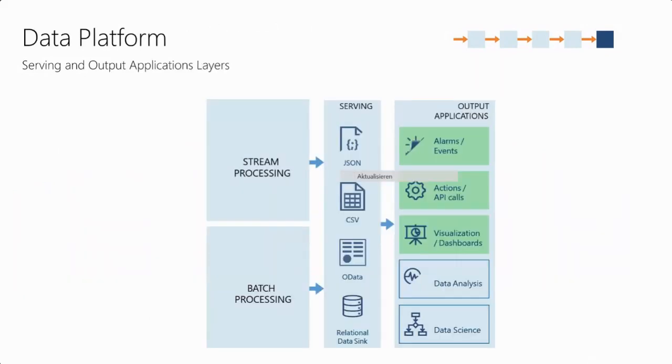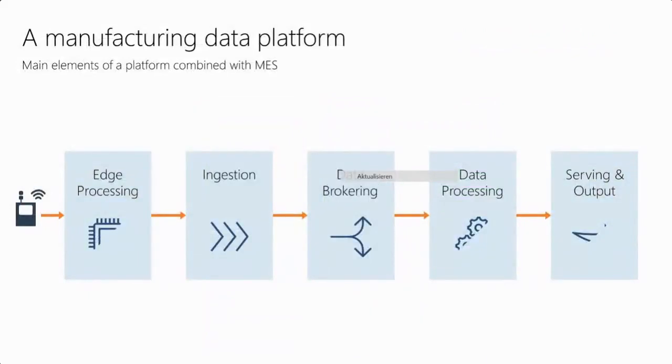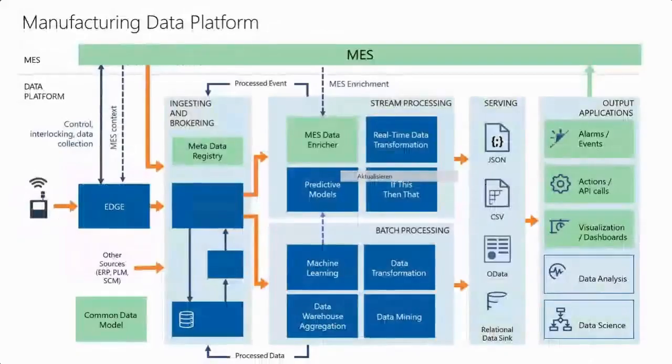And now the final part is serving and output. So what will be the output? You build an alarm system, you build a dashboard, you build a visualization, and you say a breakdown is going to happen. So this is the output. So yeah, this is the final layer. I think it's a self-explanatory layer.